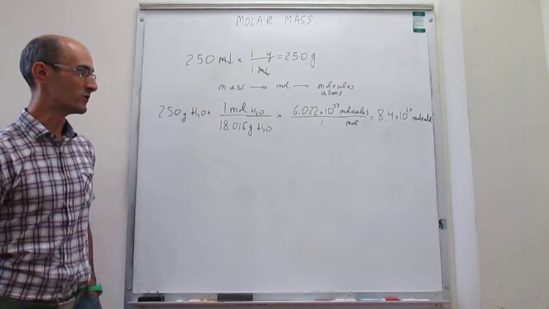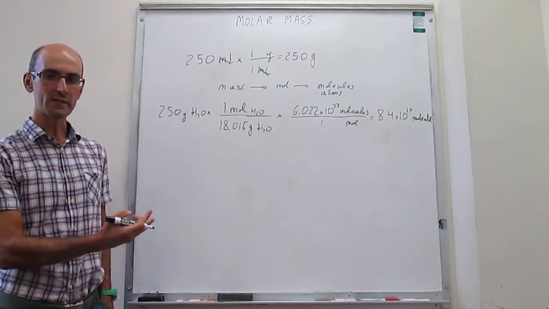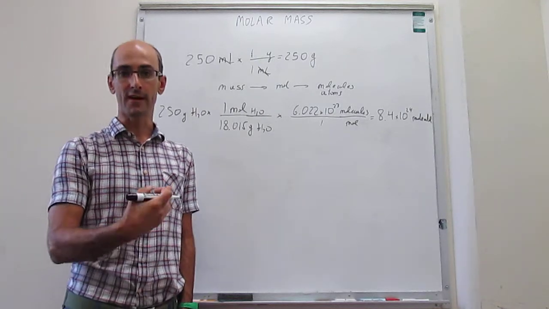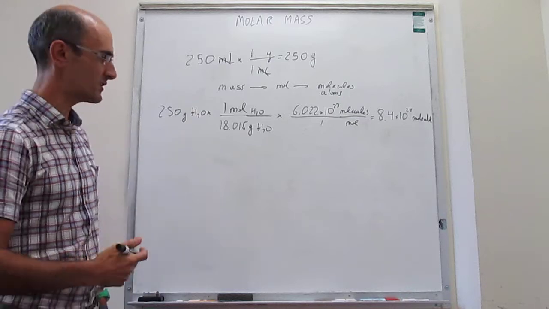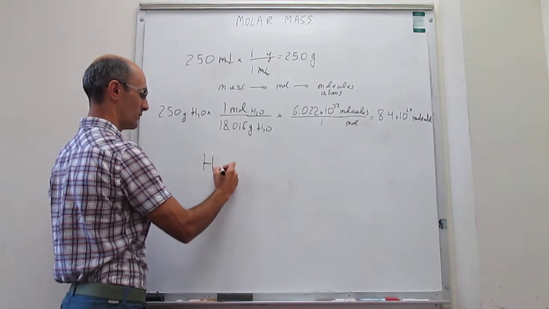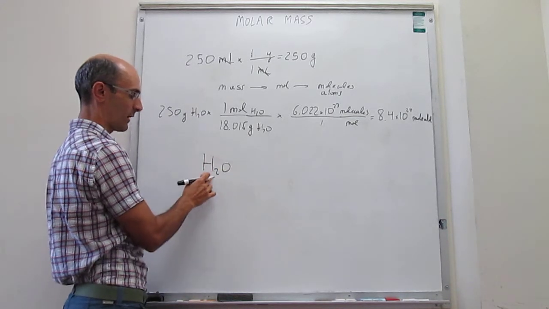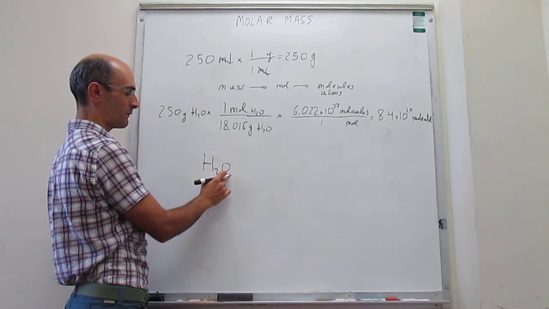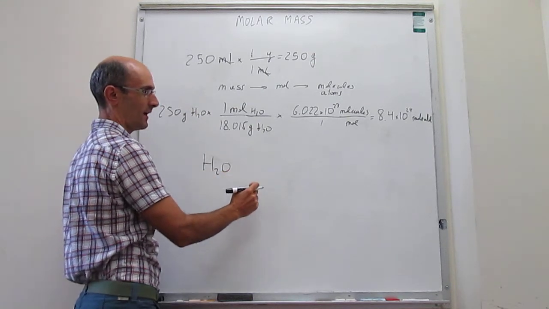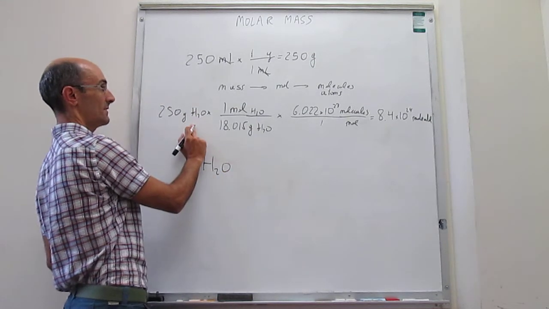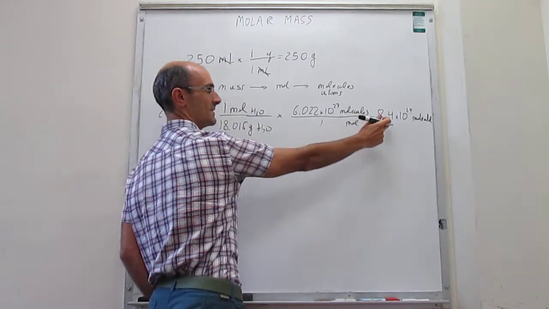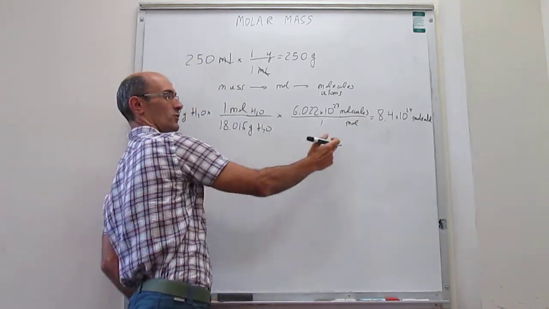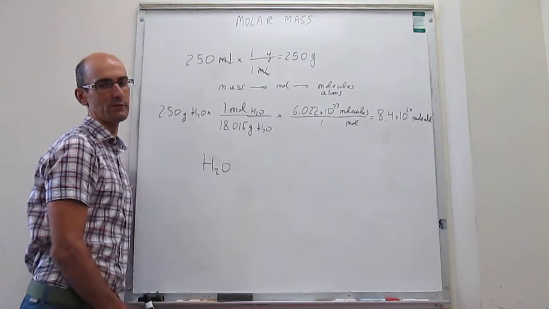Now we could continue to work with this problem, and from here figure out how many atoms of hydrogen we have in that glass of water and how many atoms of oxygen we have, and for that we simply take a look at the molecule of water. In each molecule we have 2 atoms of hydrogen, 1 atom of oxygen, so that means that in this glass of water, we're going to have this number of atoms of oxygen and twice this number of atoms of hydrogen.